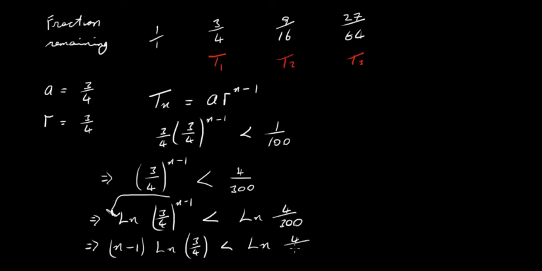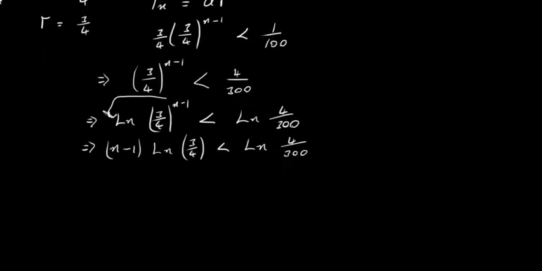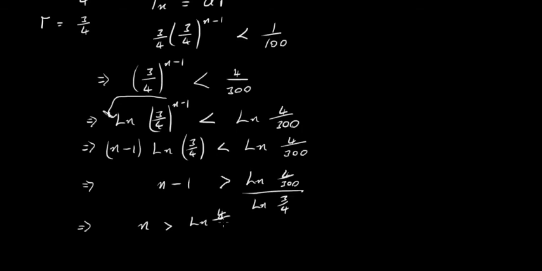Now all I've got to do is divide across by log 3/4. Just be a little bit careful here. Log of 3/4 is actually a negative number, so you've got to switch the inequality around. So we end up with log 4 over 300 on this side, we divide by log 3 over 4, and then we simply add 1. So n then is going to be greater than log 4 over 300 divided by log 3 over 4, all plus 1.